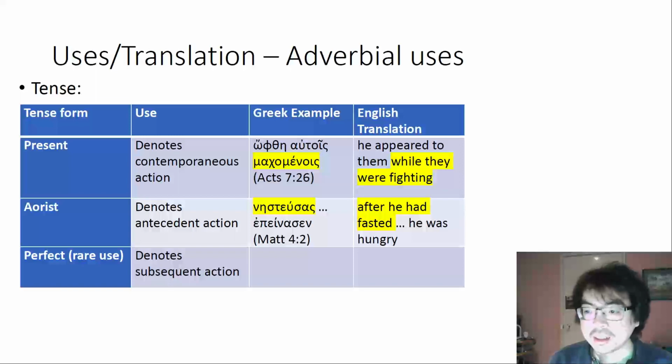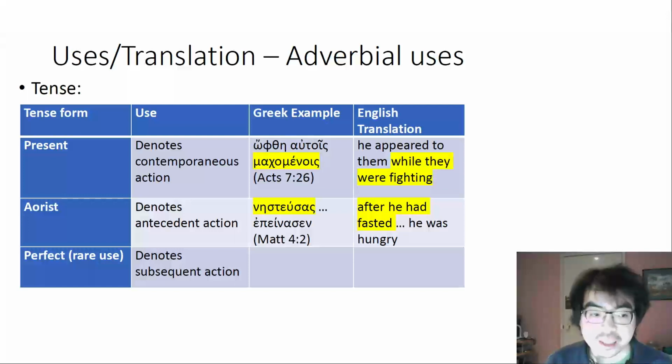And lastly, for adverbial participles, generally the tense form will indicate extra meaning. The present tense form denotes contemporaneous action. This means the action of the participle happens at the same time as the main verb. In Acts 7:26 we have, "while they were fighting, he appeared to them."